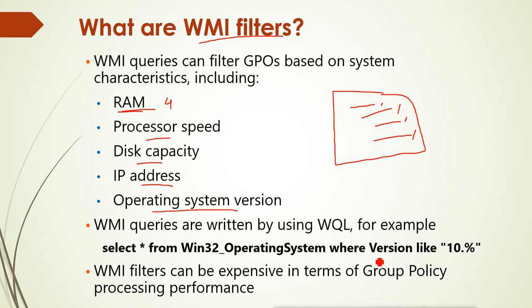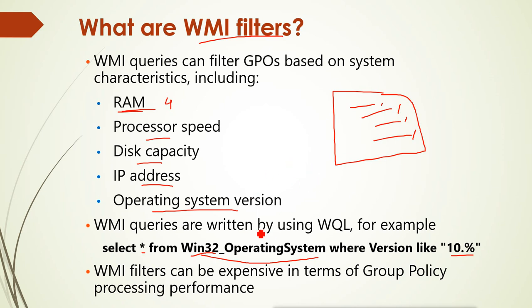For example, this is a query written in the query language. It says select star, that means anything from the Win32 operating system category, where the version is like 10 point any. So any 32-bit Windows operating system with a version 10 point something. The policy is going to apply only for them.